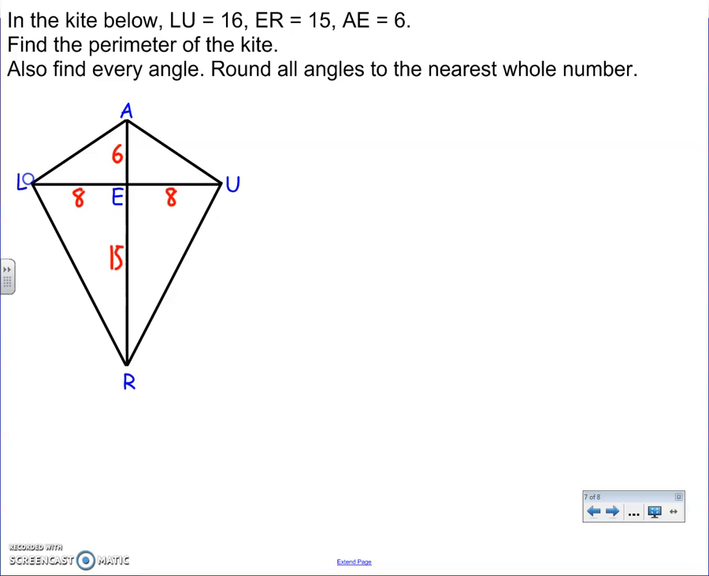So perimeter means find all the outsides. So we also remember that these are all right triangles. The diagonals are perpendicular. So I'll draw that. Let's look at this top triangle. I'm going to highlight in blue. This top right triangle.